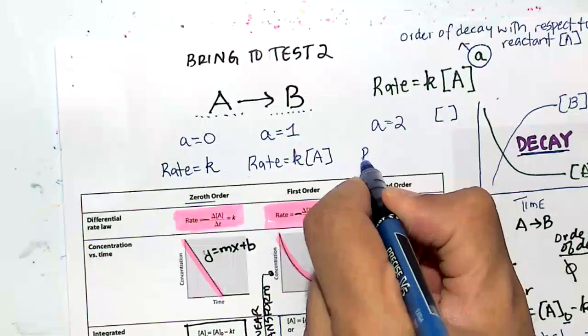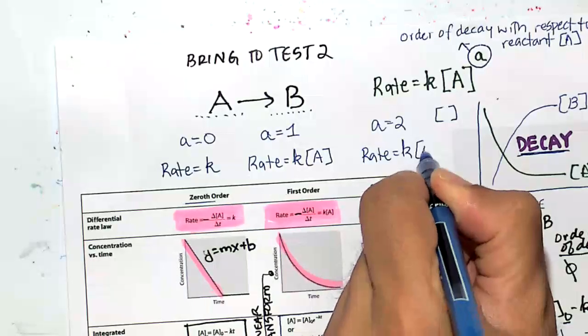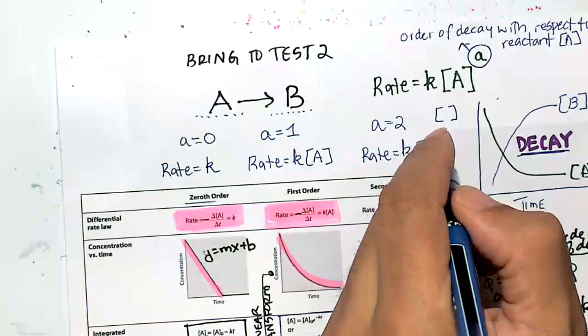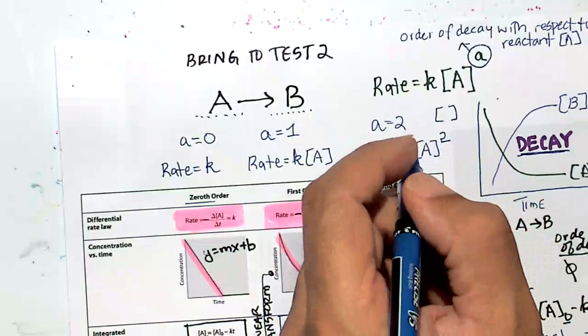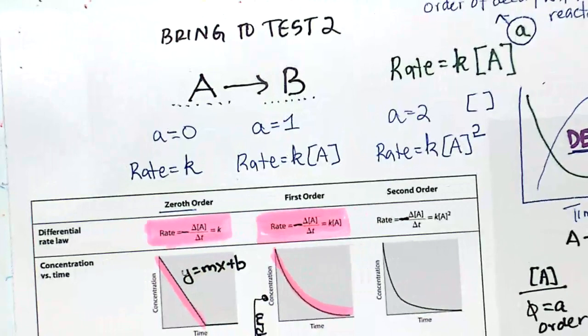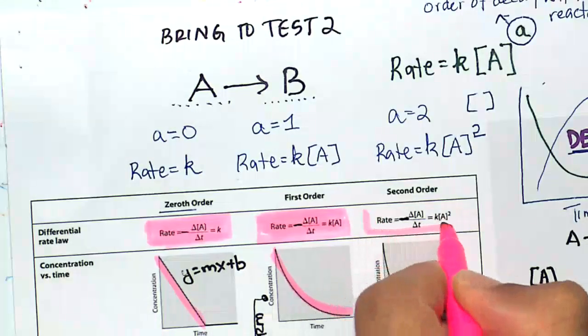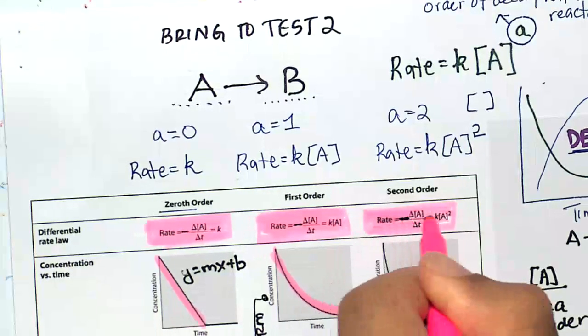Okay, so the rate is going to equal your rate constant K times the initial amount starting material of A. Okay, if that decays with second order kinetics, second order decay, this is what it will look like. And this is what our rate law will look like. Okay?